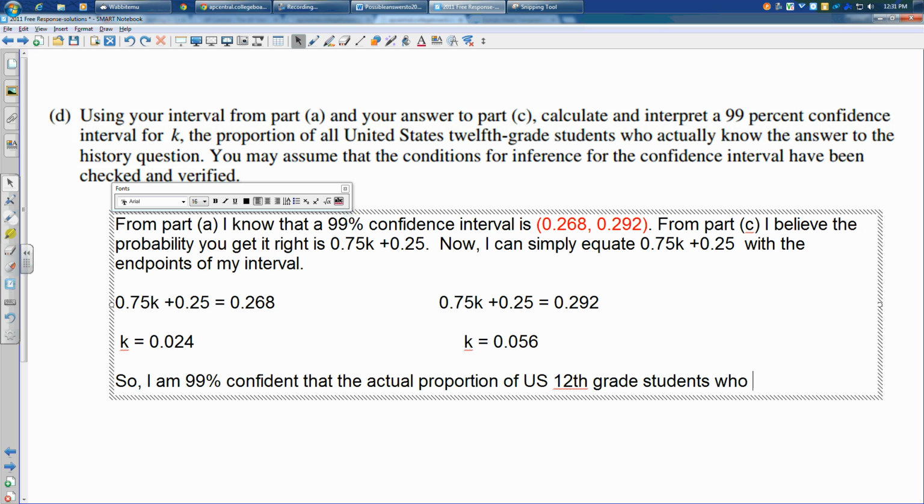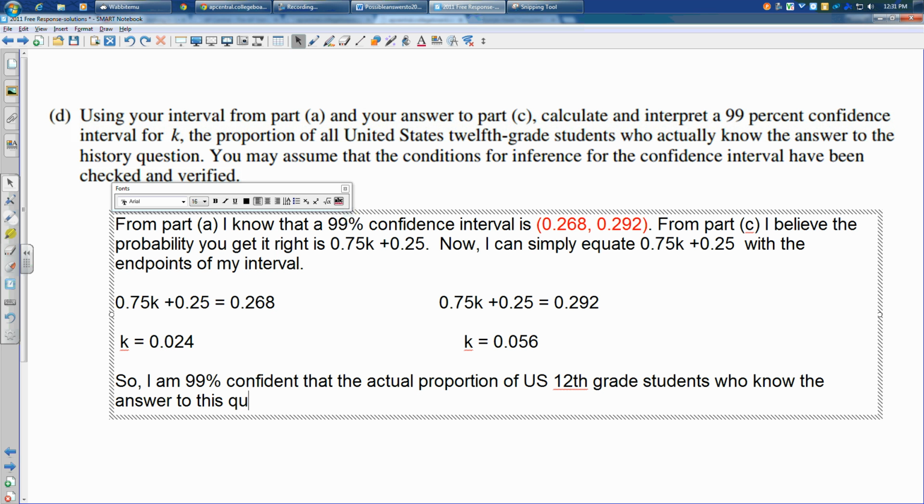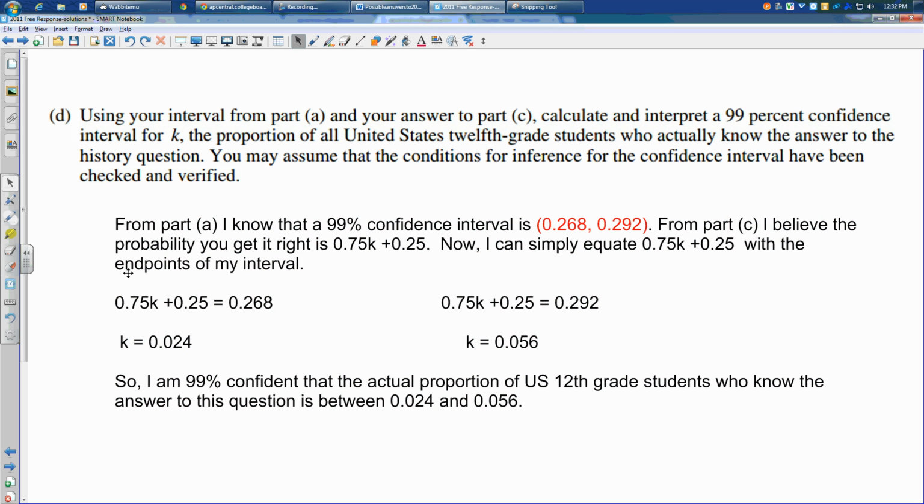12th grade students who know the answer to this question is between that and that. Now this should make sense to you if you think about it, because we knew from the beginning that 28% of the students got the answer correct. But we also know that if there's only 4 choices, there's a 25% chance that you'll get it correct simply by randomly guessing. And so students on this question only did very slightly better than that. That improvement represents the students who actually know the answer. Since we only saw a very small improvement over random guessing, it's reasonable that a very small proportion of students actually knew the answer to that question.